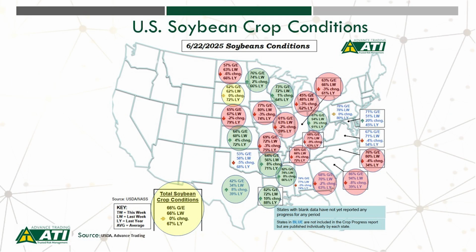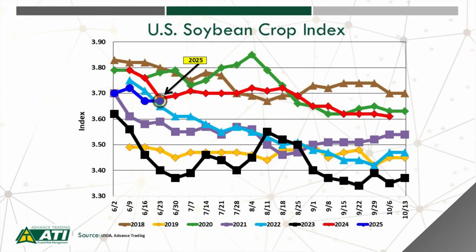The USDA came out on Monday of this week with unchanged crop conditions nationwide. The states highlighted in the red declined from the previous week, and the states highlighted in the green improved a bit. Let's take a look at the history of the crop condition index. Really unchanged in the aggregate index also.